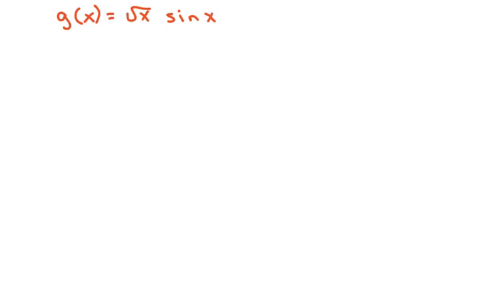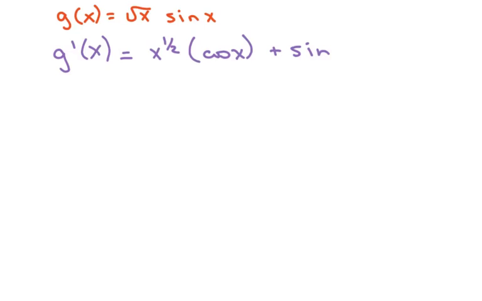Okay, the next one is the same thing. So we're going to take the derivative of g. So I write down x to the 1/2. Derivative of sine is going to be cosine of x. And then I write down sine of x and take the derivative of x to the 1/2, which is going to be 1/2 x to the negative 1/2.